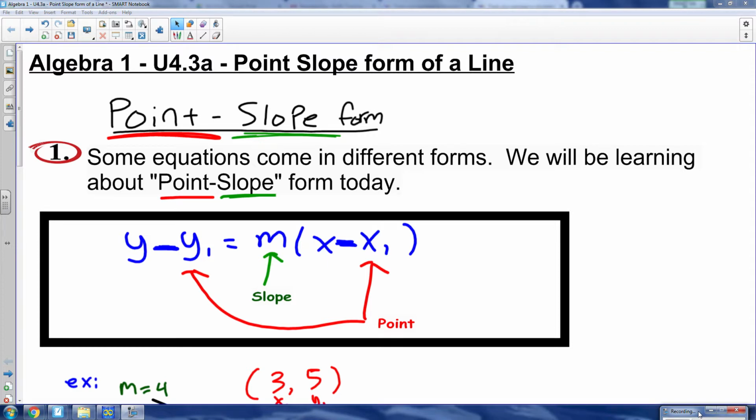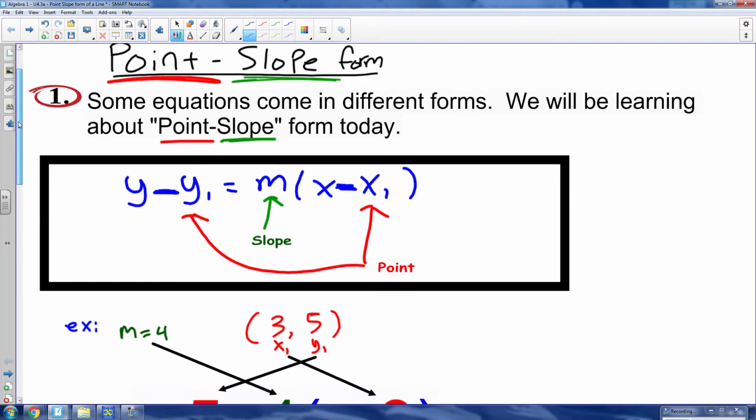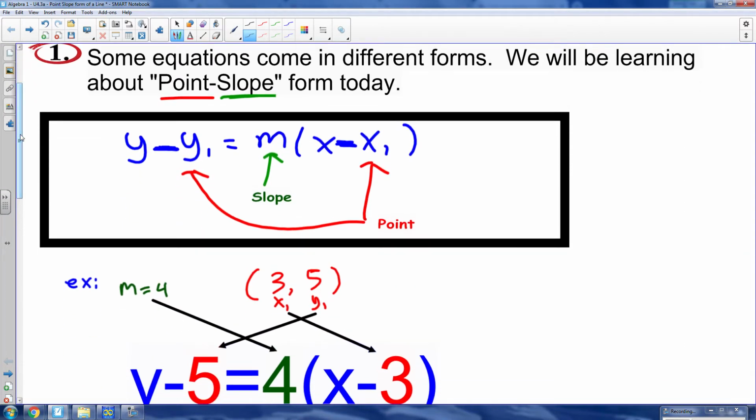So let's look at this right here. We've got some color coding here. Make sure you write the date here, okay? Got it? This video is 4.3a, point-slope form of a line. Some equations come in different forms. Today we're learning about point-slope form. So take a look, pretty straightforward.